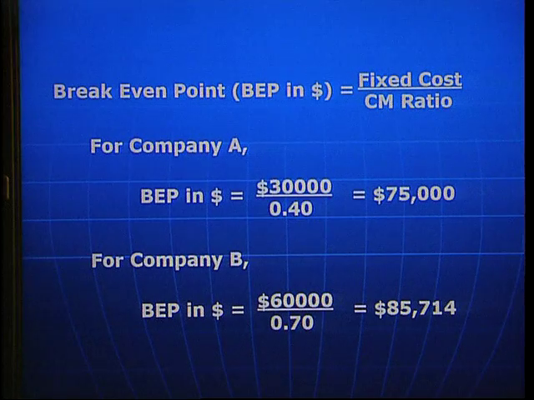For company B, the break-even point is $60,000 divided by its contribution margin ratio, which is 70%, that is equals to $85,714. So, company B's break-even point is higher than company A's break-even point.